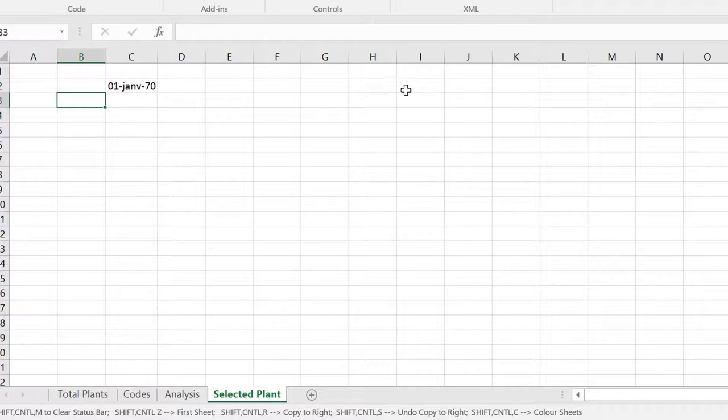And then right here we'll have the selected plant, and then we'll have to do a little adjustment, because if we have zero production, we don't want to have that computed in the average or the standard deviation.